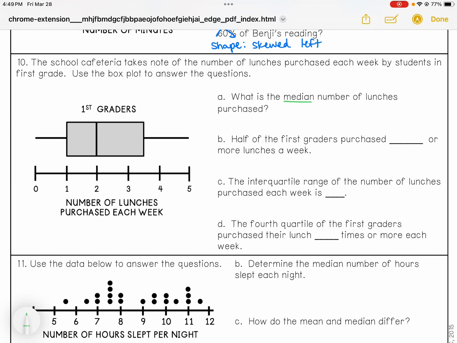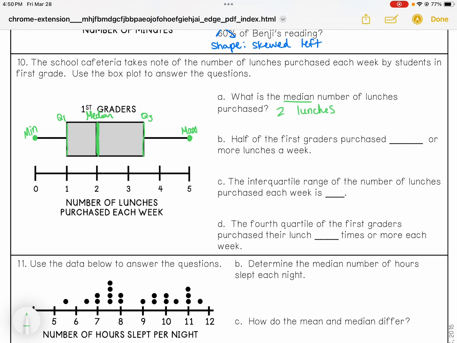Well, remember, a box plot shows 5 specific points. It shows us the minimum. It shows us the first quartile, or Q1. It shows us right here, this is the median, or the second quartile. Over here, this is Q3. And then finally, over here, this is the maximum. So when it asks what's the median number of lunches, I just have to search for this middle line dividing my box, and that is 2 lunches.